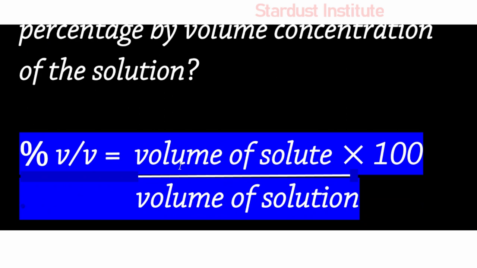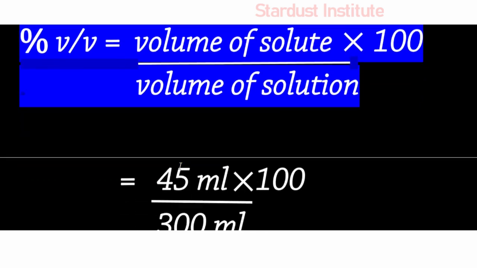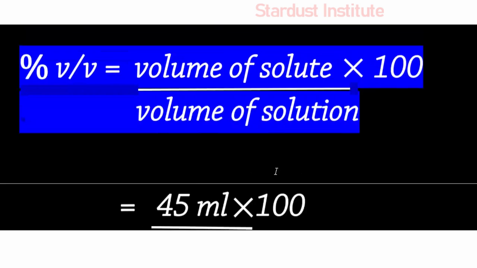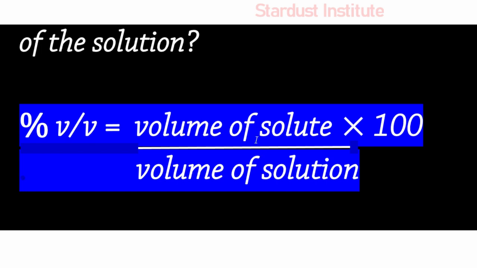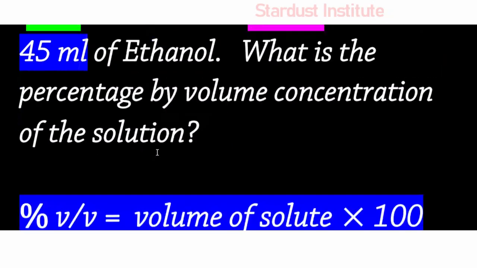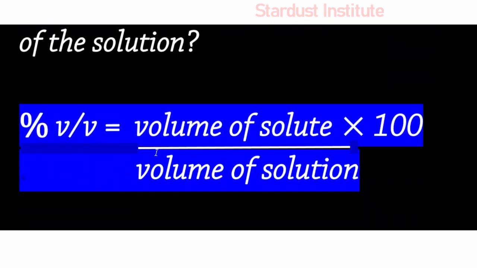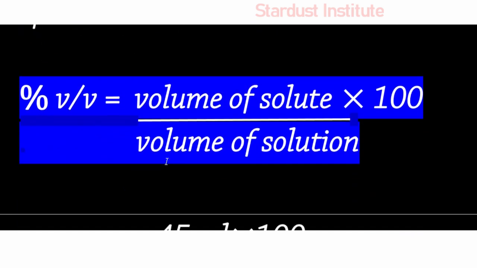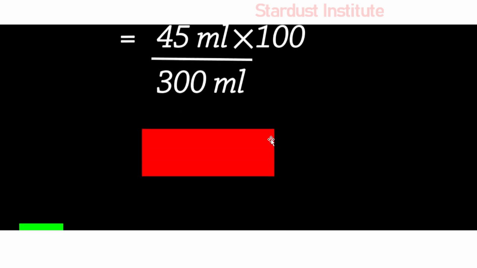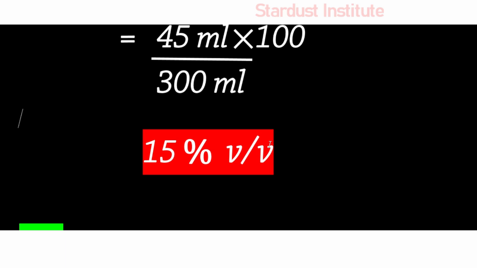Now we can substitute values into the formula. 45 milliliters divided by 300 milliliters multiplied by 100. Volume of the solute, 45 milliliters, and volume of the solution, 300 milliliters, multiplied by 100. Then we get our answer: 15% by volume.